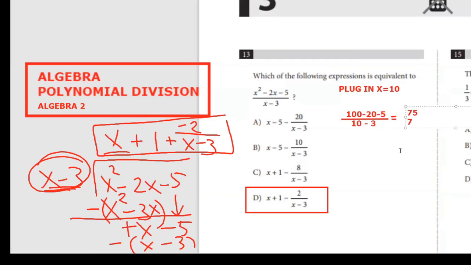Okay. So then we have to look at the expressions, and in saving time, we'll just make sure that 75 over 7 is exactly what happens when we plug in 10 into equation D. So can you please do that for me? Can you plug in x equals 10 again? And we'll get 10 plus this thing minus 2 over 10 minus 3. Okay, can you simplify this? It'll be 11 minus 2 over 7.